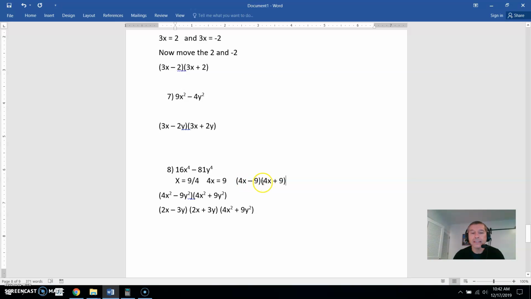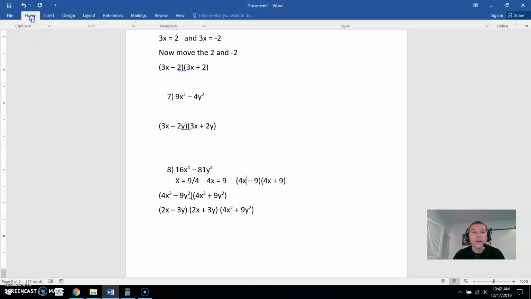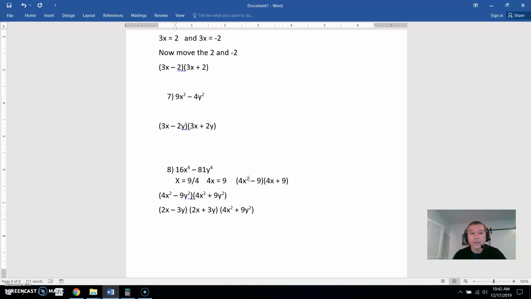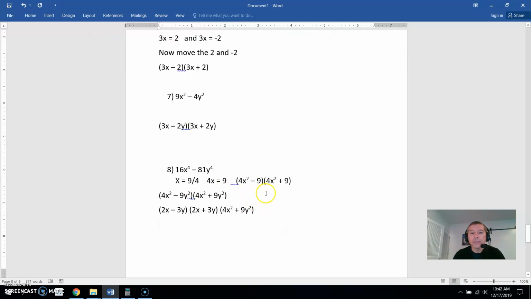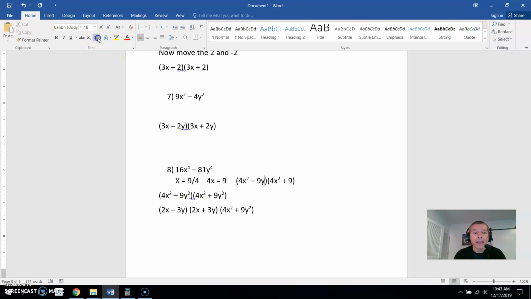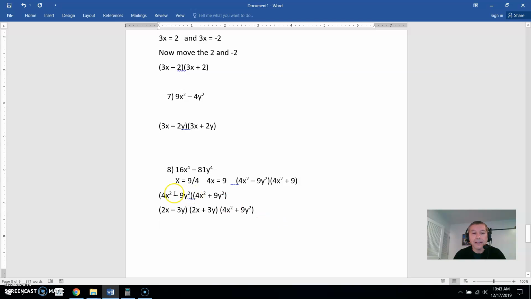4x times 4x is 16x squared, not x to the fourth. So to make up for that, I need an x squared on this. So let me put a squared on that one and a squared on this one. And now 4x squared times 4x squared is 16x to the fourth. Negative 9 times 9 is negative 81, but I don't have the y to the fourth. To get the y to the fourth, I need a y squared on each one of these. So a y squared there and a y squared on the other one, and that's how I ended up with this right here.